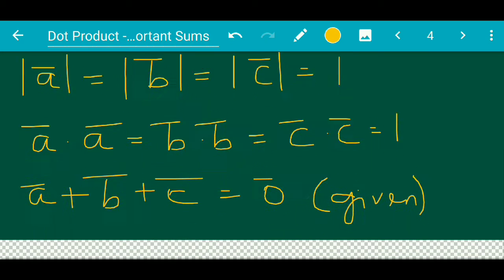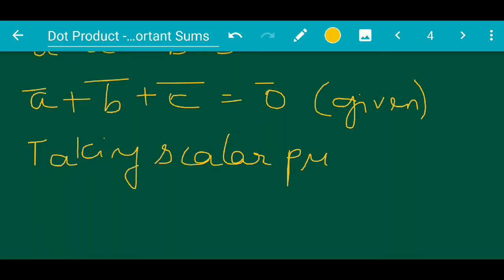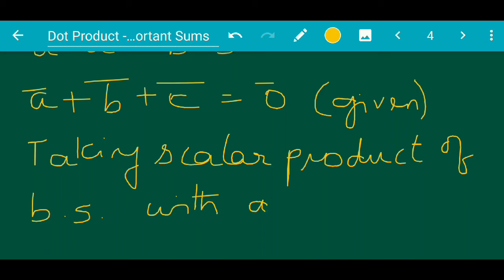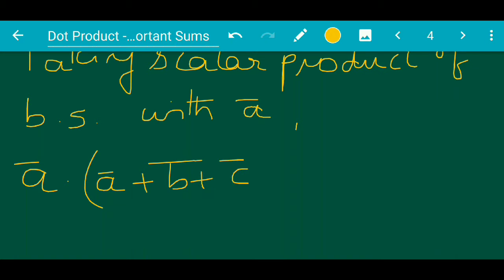Now, first of all taking the dot product, or scalar product, of both sides with a bar, we are going to get a dot (a plus b plus c) is equal to a dot 0. Now a dot 0 is 0.